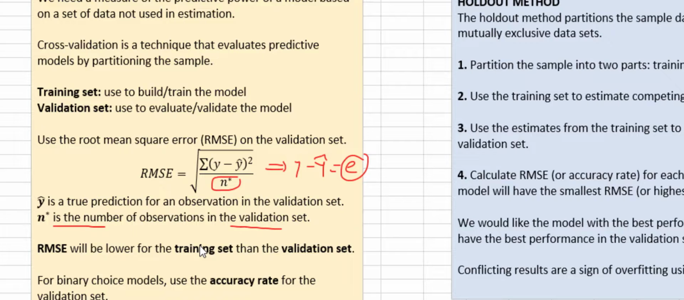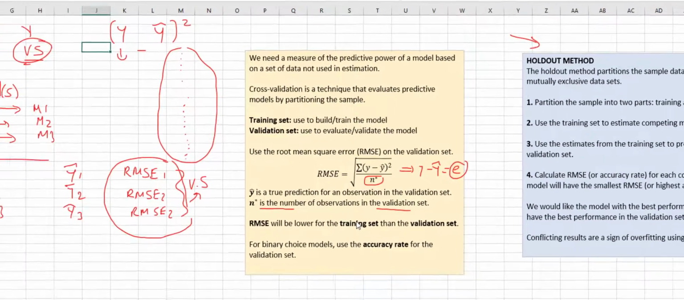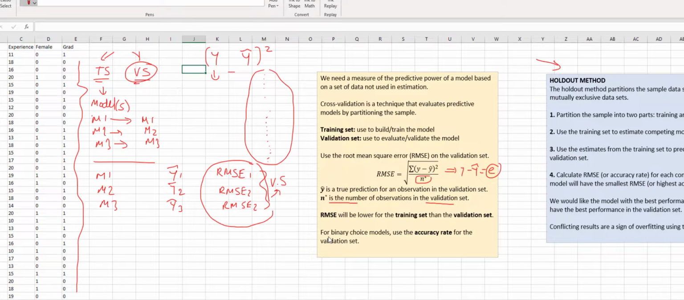So how do we decide which model is the best? The general rule is that a large discrepancy between root mean square error of the training and validation sets is indicative of the overfitting problem. So that means the model fits the training dataset very well but fails to generalize to an unseen dataset. And if you have a binary choice model like logistic regression or linear probability model, you are going to use accuracy rate for validation set. That means root mean square error is for linear regression and accuracy rates are for binary choice models.